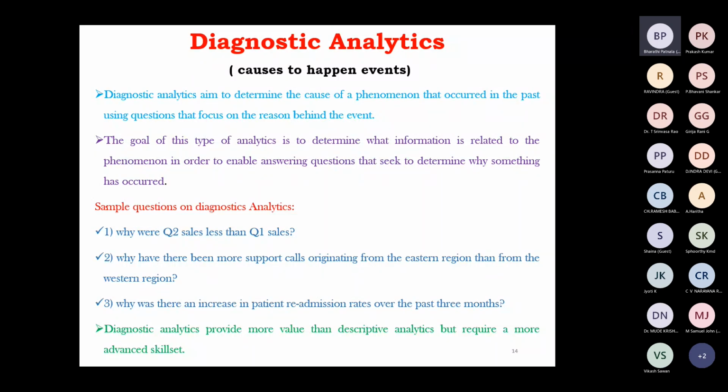Next, why have there been more support calls originating from the eastern region than from the western region? Suppose in a telephone service, some people observe this. Why? What is the reason? There may be a festival, there may be some other thing. That's what we have to identify, the cause, why it happens. For that reason we move to diagnostic analytics. In a similar manner, why was there an increase in patient readmission rates over the past 3 months?